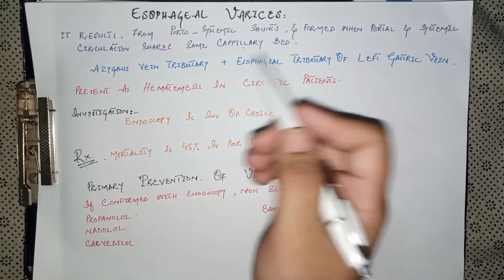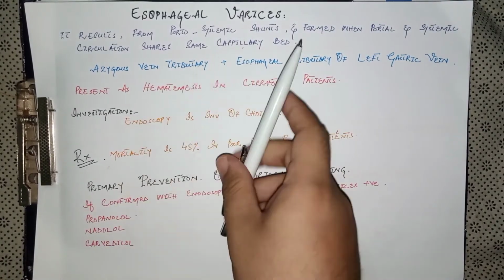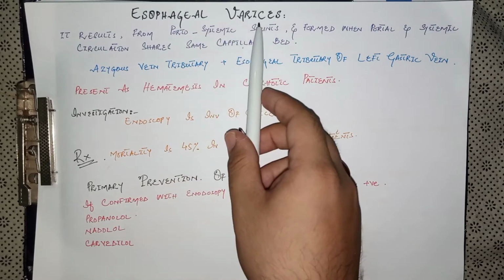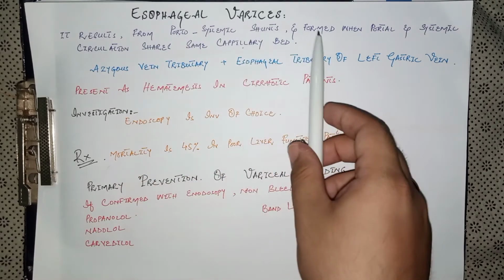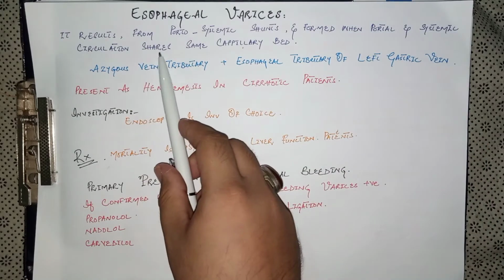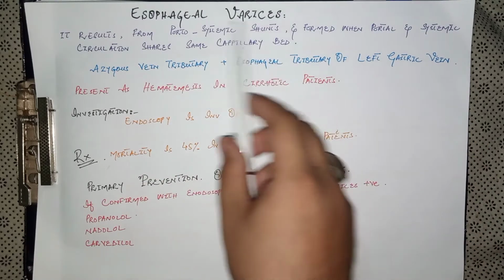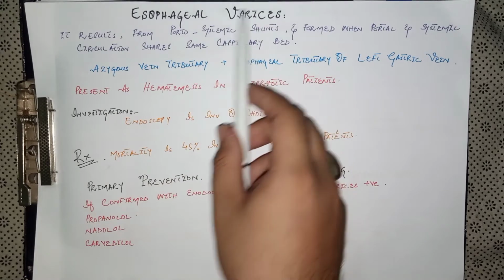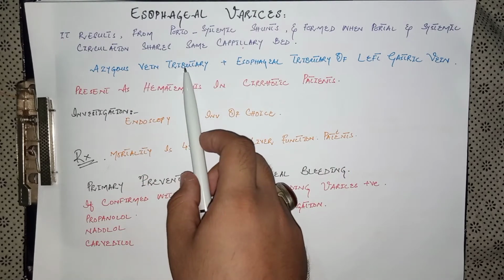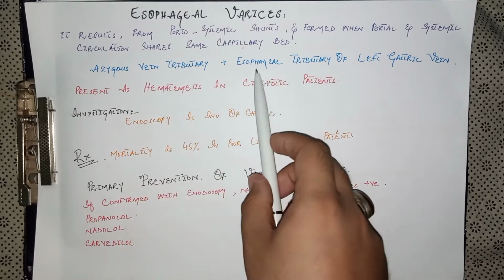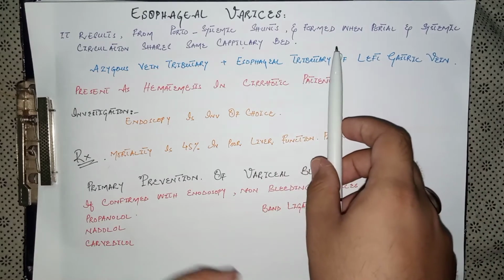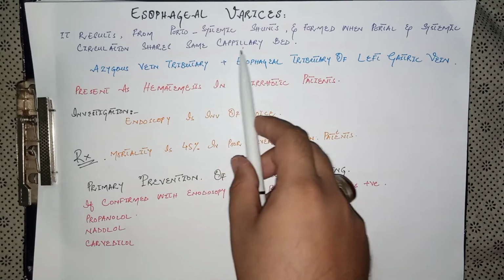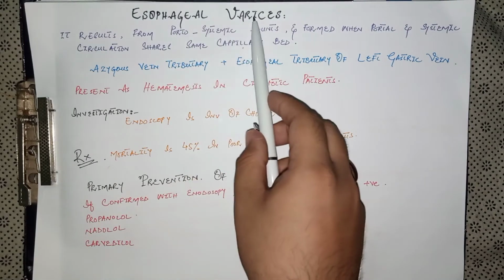Today we are going to talk about the second complication of cirrhosis, that is esophageal varices. It results from the portosystemic shunts, formed when the portal and systemic circulation share the same capillary bed. In esophageal varices, the azygous vein tributary from the systemic circulation and the esophageal tributary of the left gastric vein from the portal circulation combine and share the same capillary bed, and then these esophageal varices are formed.